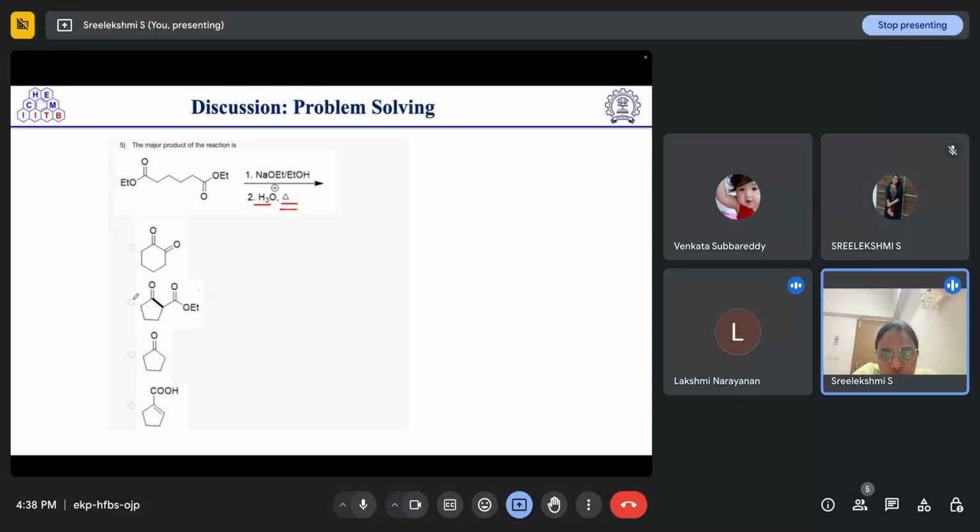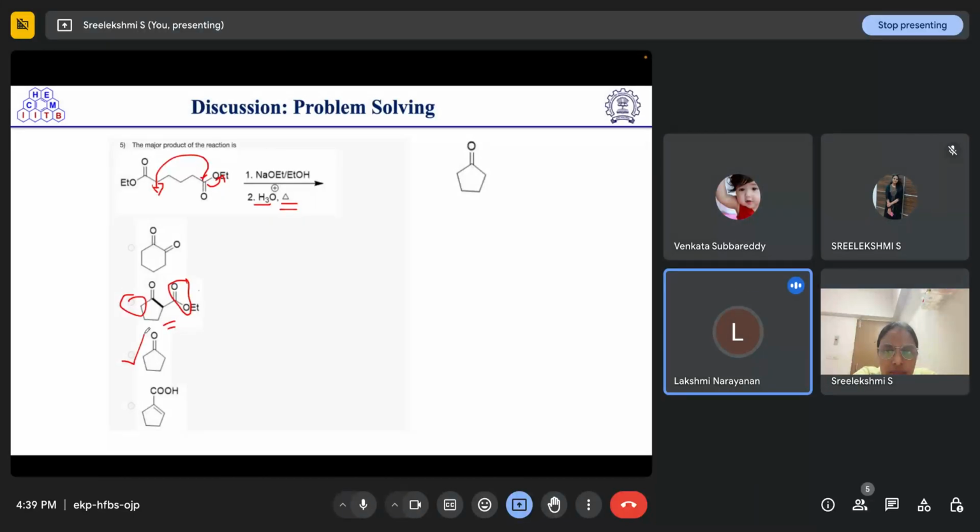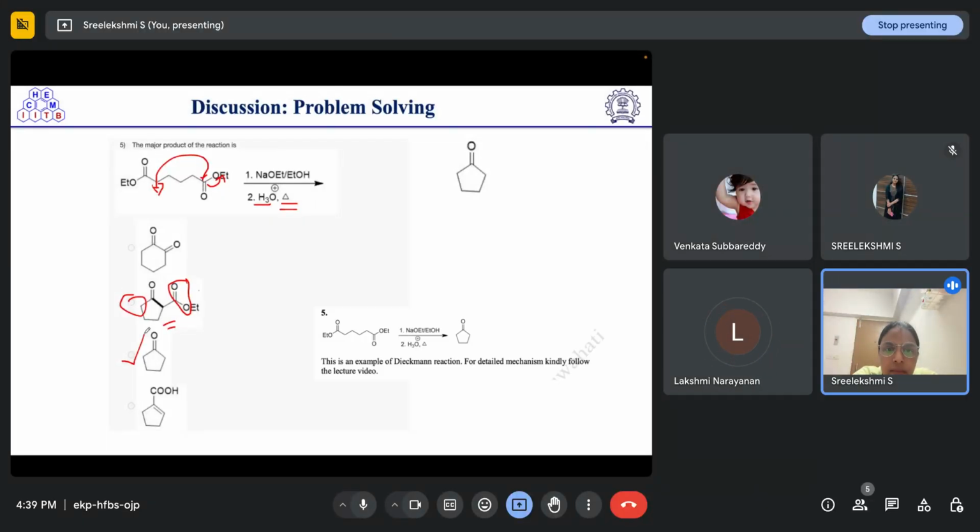In the first step, this is forming. That is clear, right? So it will generate an anion here that will attack this carbon. Then OEt will leave to form this one. While heating, the carbon dioxide is eliminated from this one, so that will result in option C.